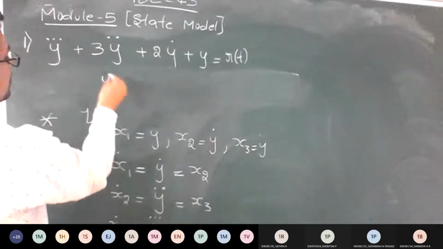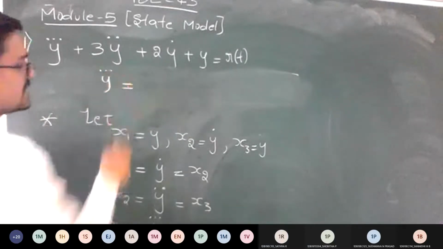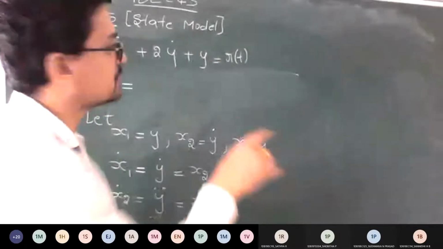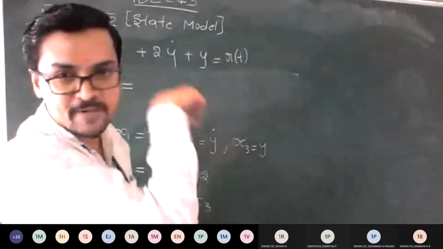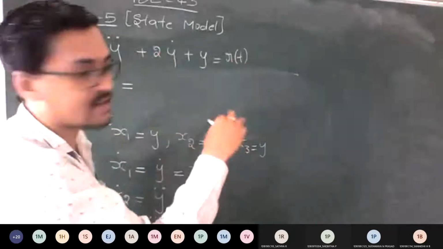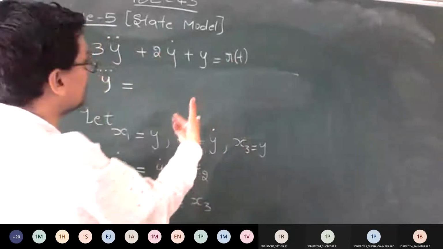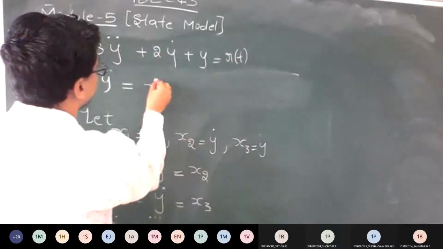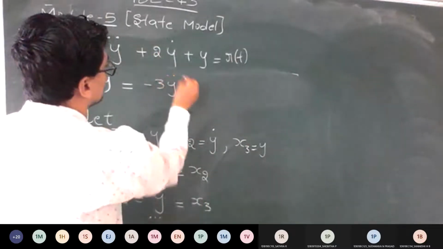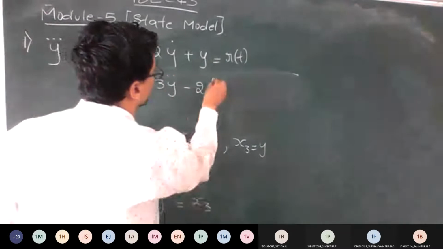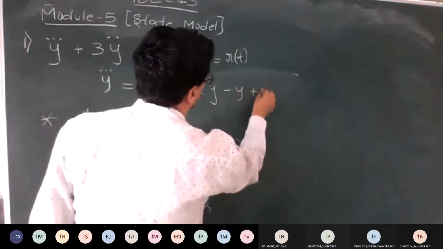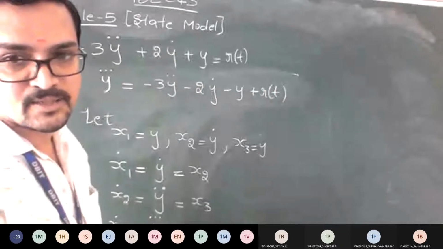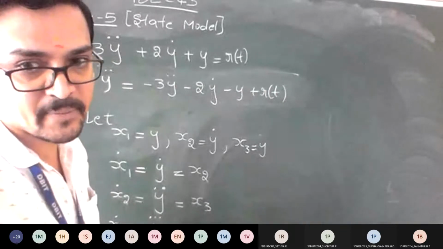So I'm going to keep my y triple dash in LHS. Remaining all I'm pushing towards my RHS. This is nothing but u of t, as I told you, right? So if you go in order, first x will come, so instead of x, it is y. That's all, nothing else. So let's substitute that: minus 3 y double dot minus 2 y dot minus y plus r of t. Correct? Do you have any simplification that can happen further?